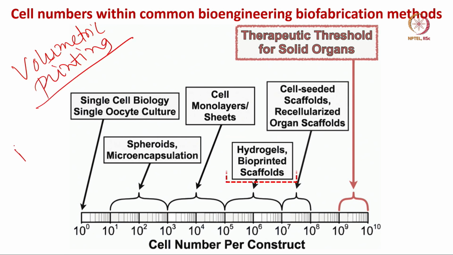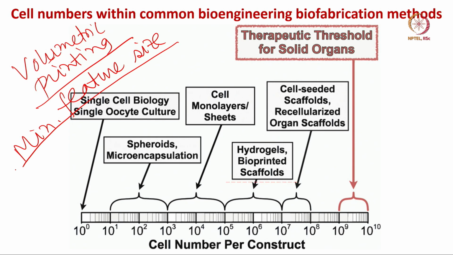That is one, and one is that minimum feature size. Now if you have a single cell biology or spheroids or microencapsulations, then you can essentially encapsulate 10 to 1000 cells. In the hydrogels or bioprinted scaffolds, what are the limitations? The limitation is that a maximum of 10 to the power 5 to 10 to the power 7 cells can be encapsulated in these hydrogel scaffolds.